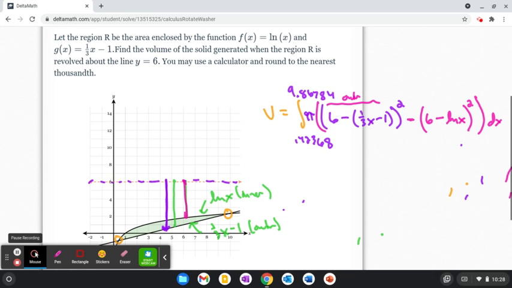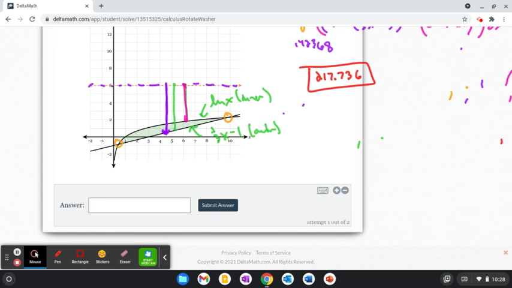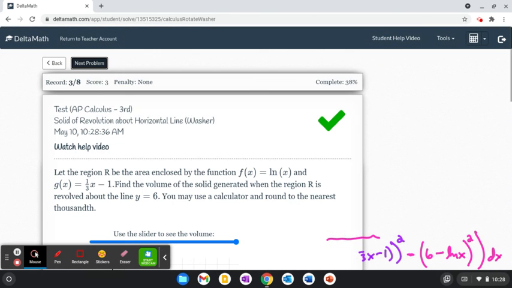All right, and what I got when I typed all that in, hopefully we did it right this time, 217.736. All right, so let's try that and make sure I put the pi in, double check. All right, I did it this time. And let's go and type it in. All right, we did it right.